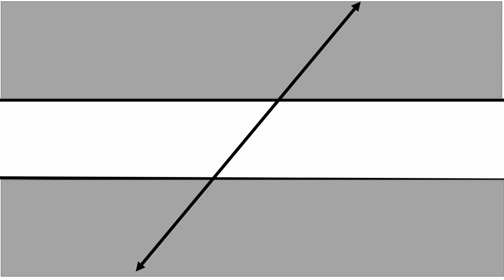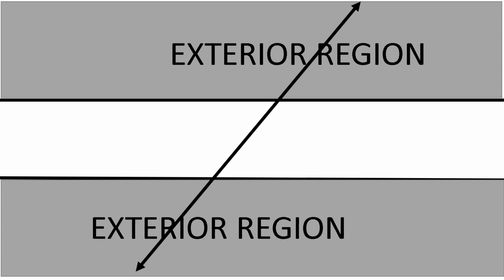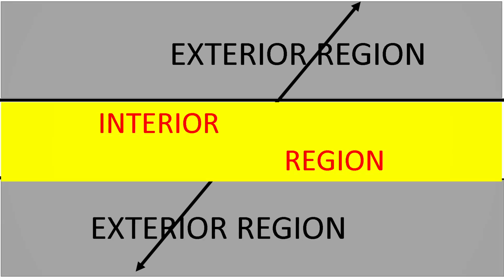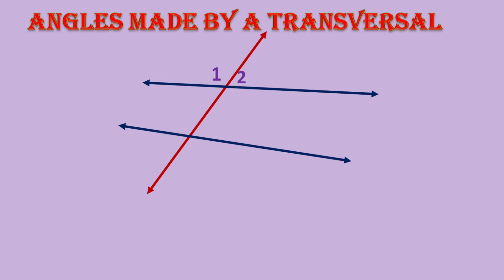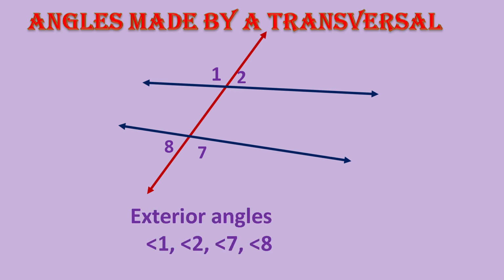Now let's learn about the angles formed by the transversal. Before learning the angles, let's know about the regions or parts. This is the exterior region and this is the interior region. The angles formed in the exterior region are called exterior angles. So angles 1, 2, 7, 8 are exterior angles. Angles 3, 4, 5 and 6 are interior angles.